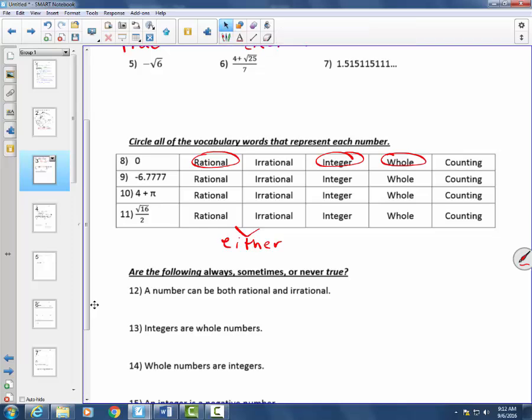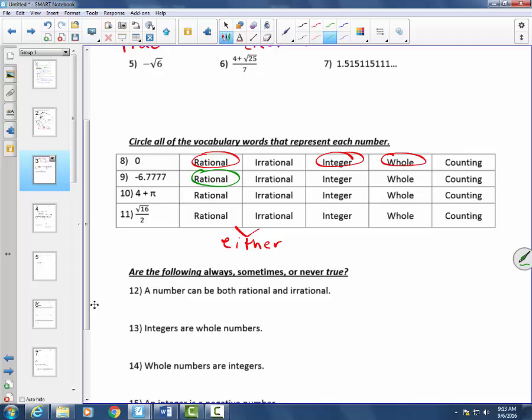All right, negative 6.7777. Rational or irrational? Well, it stops, it terminates. That makes it rational. Is it an integer? No, because it's a decimal. Integers, no decimals or fractions. Once you say no, then you stop. You don't even have to worry about the whole or the counting.